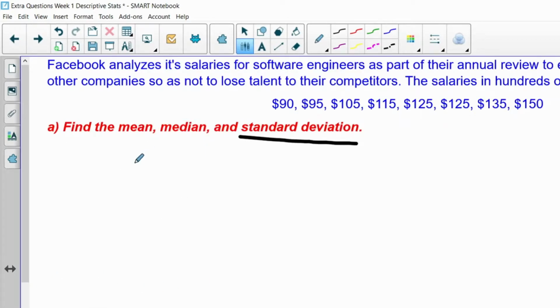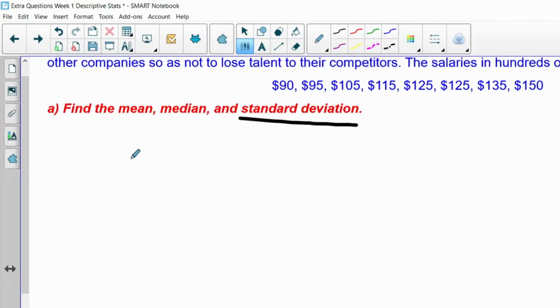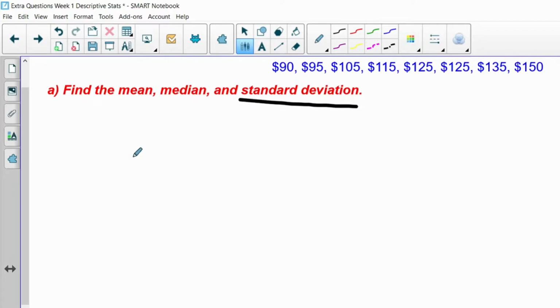So for standard deviation, I'm just going to remind you that we have a particular formula that we use for standard deviation. This is a sample standard deviation, and you're going to have to figure that out based on the fact that this is a sample from Facebook. So it's obviously not going to be a population question. Most of the time when we're doing a question, we are dealing with samples after all. So the formula from our formula sheet for standard deviation is this one.